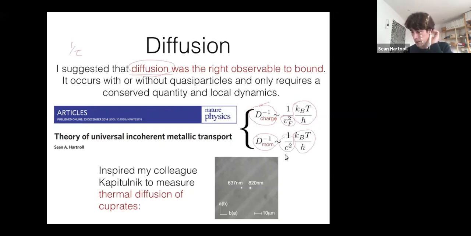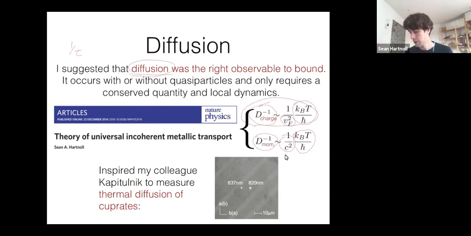But of course, the mother of all diffusions, the diffusion that was invented to describe the motion of heat, which is diffusion of energy. And in fact, that's the one that's the easiest to measure. Charge diffusion is not something very easy to measure in a metal, because if I put a lump of charge in a conductor, it just exponentially quickly goes away because of electromagnetic screening. You won't actually see charge diffusing in a metal, but heat does diffuse. And so my colleague Aaron Kapeltunik was inspired by this to go and just measure the diffusivity.